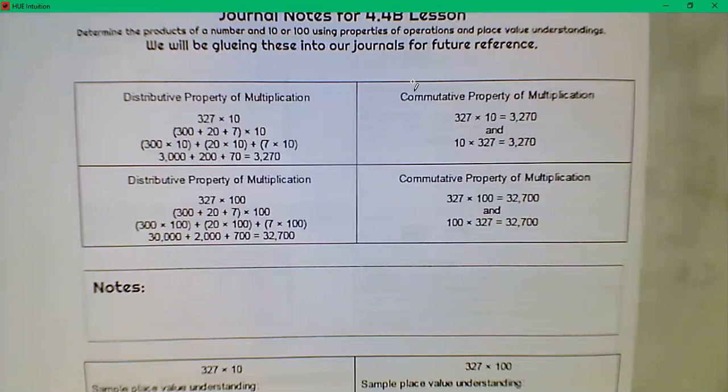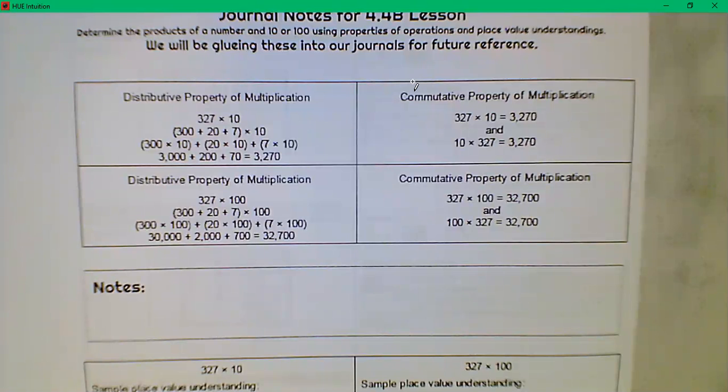Okay, so look at the distributive property of multiplication. They've taken this number and they have grouped it in many different ways. So the initial problem is 327 times 10. Then they have decomposed 327 and put it in parentheses, which is called a group. So you have 300 plus 20 plus 7 in that group times 10. Regardless of how that is grouped, it is still 327 times 10, so the answer is going to still be the same.